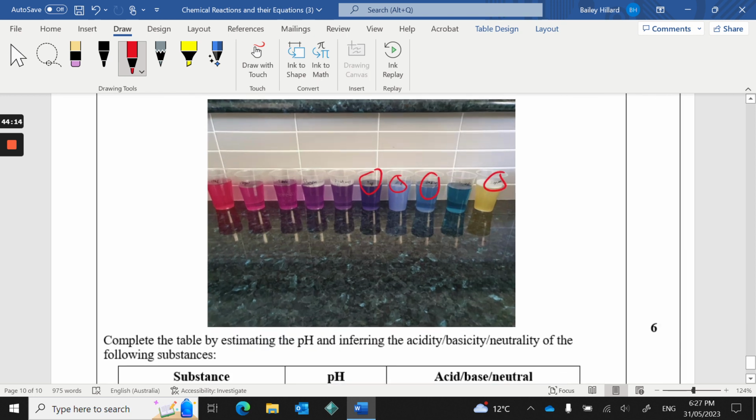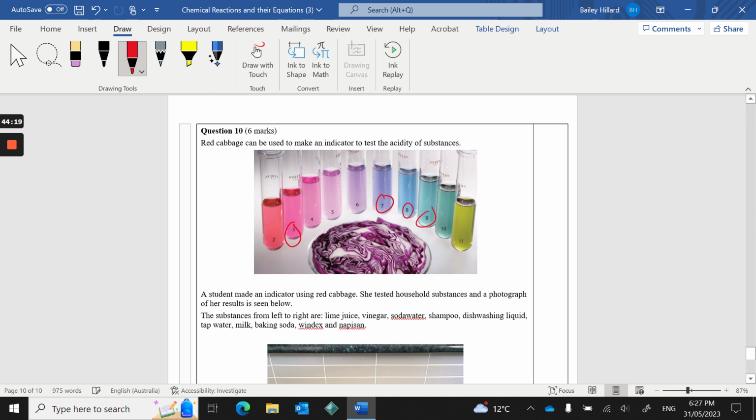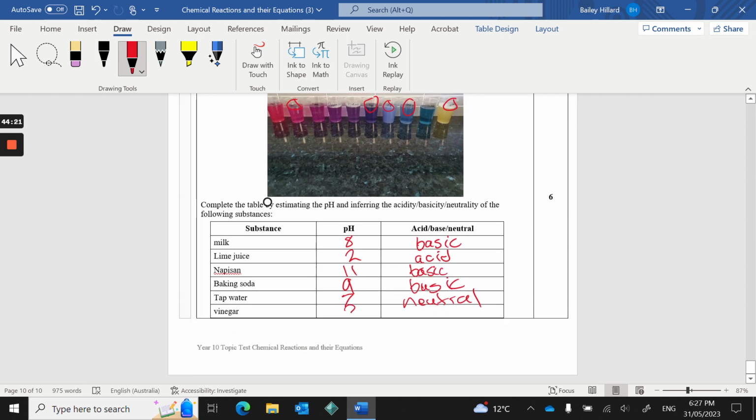Here's tap water here. Okay, so that's 7, which is neutral. Last thing, we have vinegar, which is this one right here, that sort of pink solution. And here we see that as well. So I'd put vinegar as a 3, which is acid. Okay, I really should say acidic, to be honest, for all of them, instead of writing acid, but it's a bit here nor there.